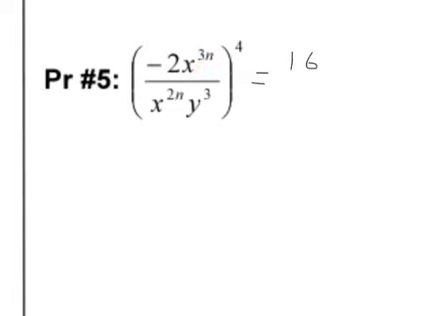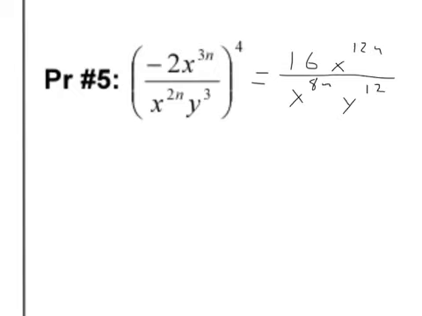A lot of people are like, oh, what do I do? There's a 3n there. So what? All the rules are the same. Remember, I just multiply. 4 times 3n is 12n. So 16x to the 12n over x to the 2n times 4, which is 8n. And y cubed to the 4th, that's going to be y to the 12th.